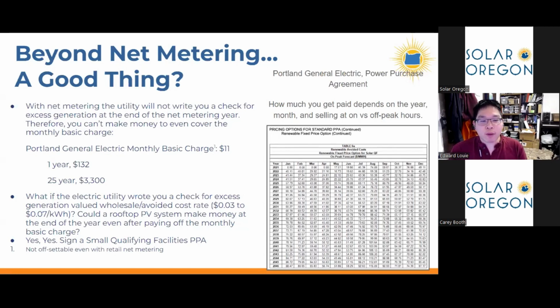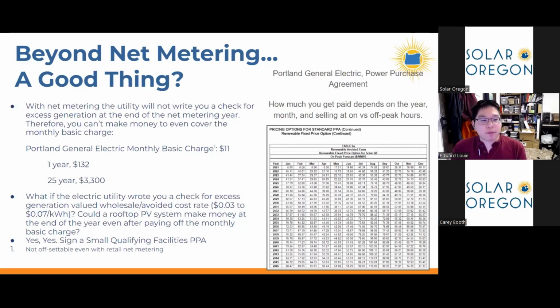And so therefore, you can't make money off of retail net metering. And also, you can't cover the monthly basic charge. Even if you were to generate tons of excess kilowatt hour credits in the summer months, for example, you still have to pay your $11 basic monthly charge.